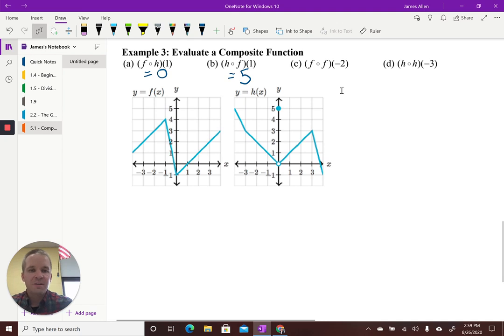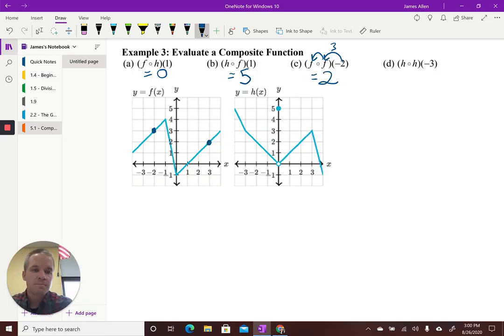F of f of negative 2. These always look weird when you have the f of f. So if I plug in negative 2 for f, negative 2 gives me 3. Now I need to plug in 3, because that was my new function value, right? When I went from here to here, I got 3. Now I'm going to plug 3 into my f again. F of 3 is positive 2.